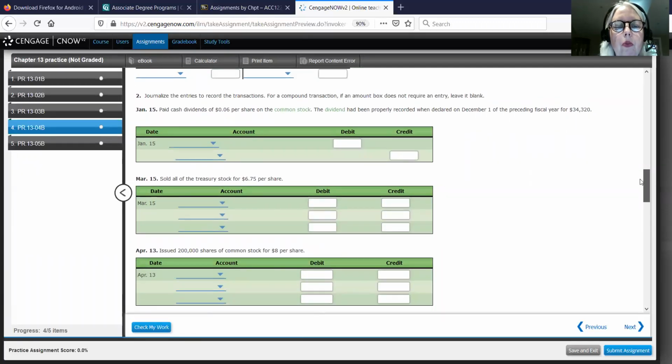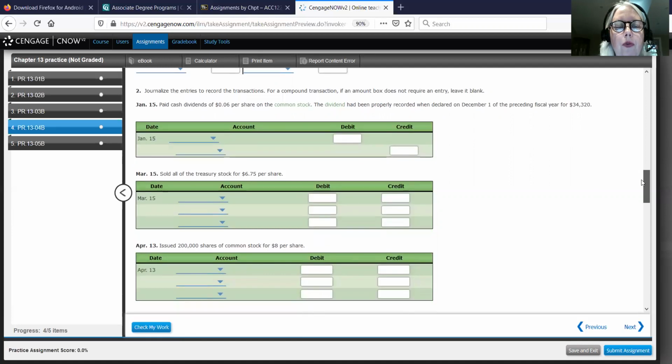On the first journal entry, on January the 15th, it's telling you that they are going to pay cash dividends of 6 cents per share on the common stock. And it says the dividend had been properly recorded when declared on December 1st of the preceding fiscal year for the amount of $34,320.